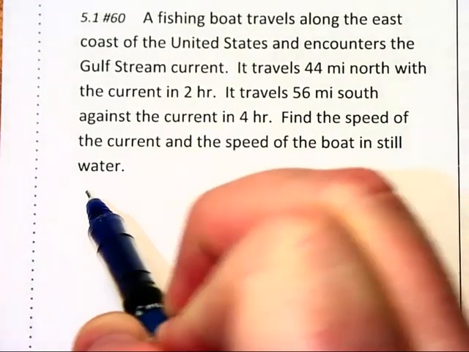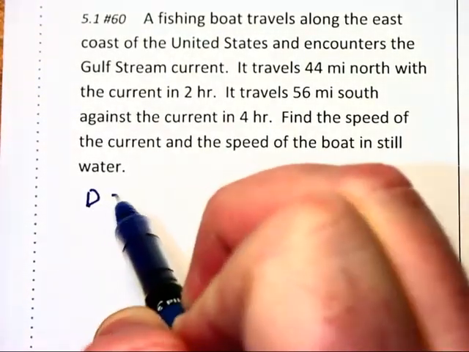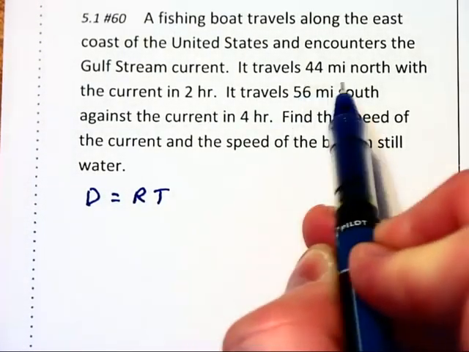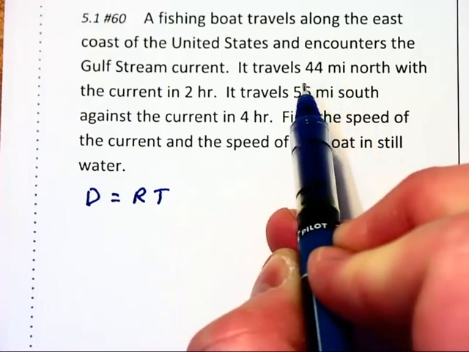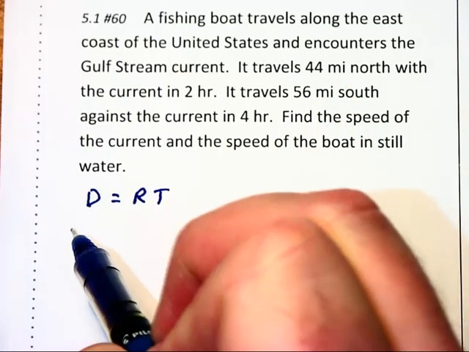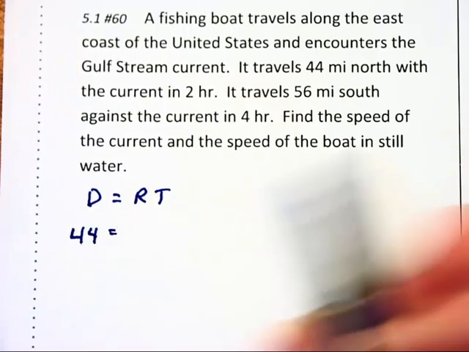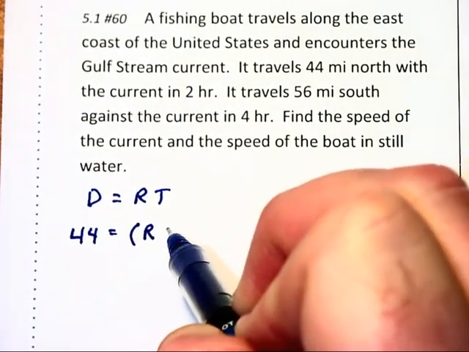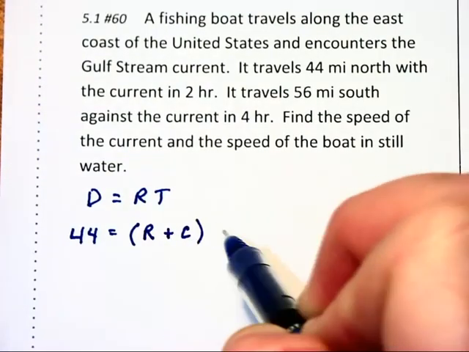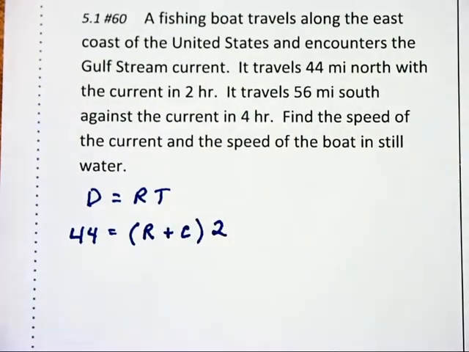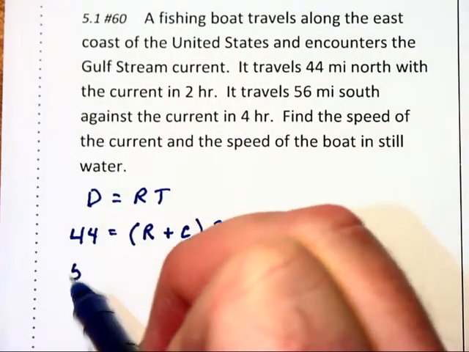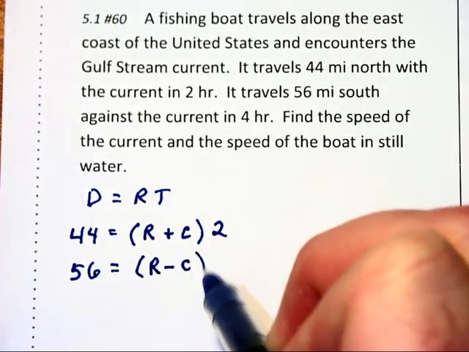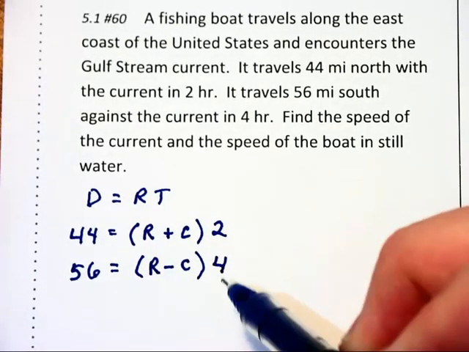Let's just start with our basic distance is equal to rate times time equation. In the first part of what we're having described here, we're traveling 44 miles north. So that is the distance, and it's going to be with the current. That means you're going to have the speed of the boat plus the speed of the current, and that's all going to take place in 2 hours. When it travels south for 56 miles, it's going against the current, so I'm going to write R minus C, and that will be for 4 hours.